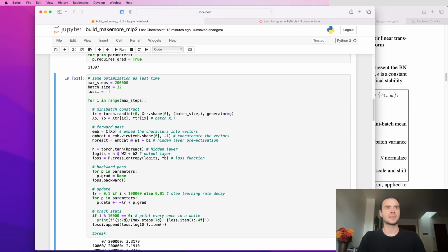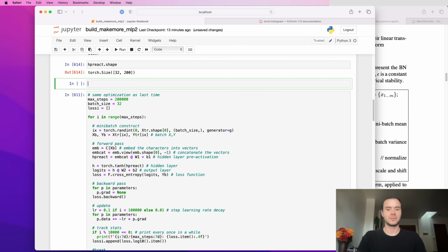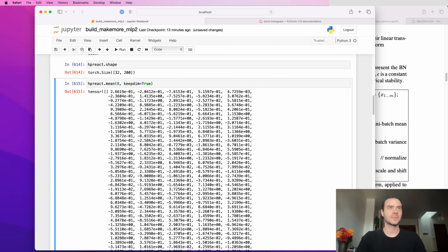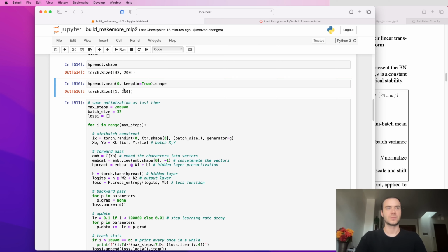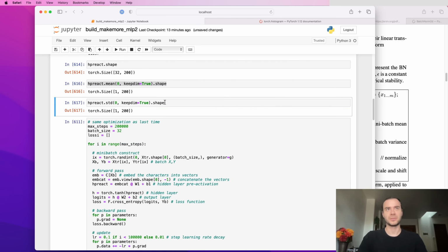So here, h-preact has a shape of 32 by 200, 32 examples by 200 neurons in the hidden layer. So basically what we can do is we can take h-preact and we can just calculate the mean, and the mean we want to calculate across the 0th dimension. And we want to also keep dims as true so that we can easily broadcast this. So the shape of this is 1 by 200. In other words, we are doing the mean over all the elements in the batch. And similarly, we can calculate the standard deviation of these activations, and that will also be 1 by 200.